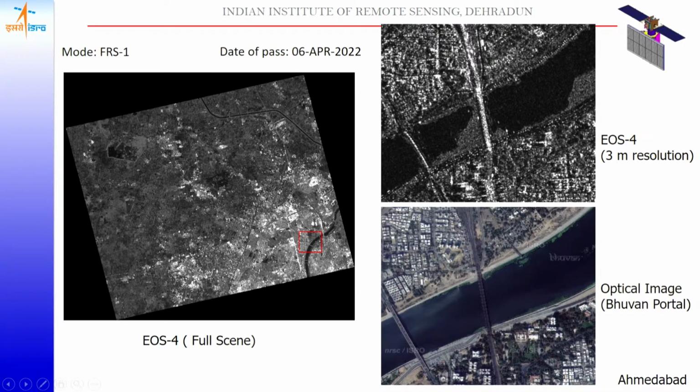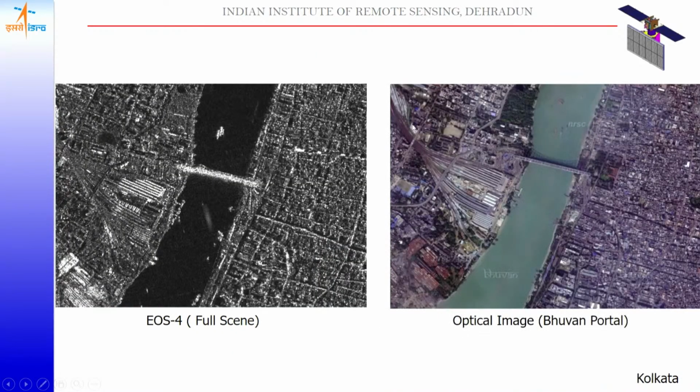You can see the FRS-1 mode image of the Ahmedabad region. This is the bridge. In the case of the SAR, you can see how well you can distinguish the bridge here, and this is the optical bridge. And these are some different structures in the SAR image, and you can see the buildings are giving the high backscatter here in the SAR image.